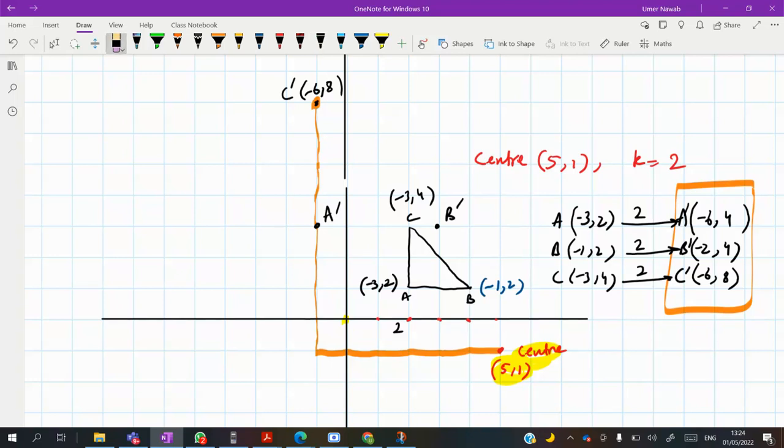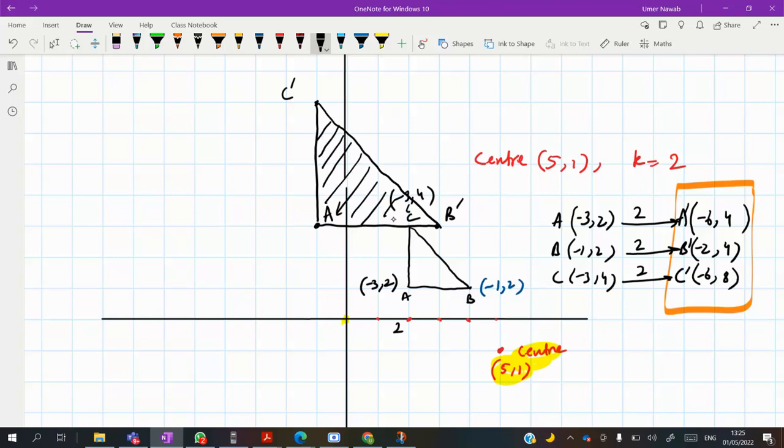Imagine, guys, the points which I have written are not the real coordinates, but these coordinates are written according to the center. So let me erase everything, the tracks which we have drawn to represent A dash, B dash, C dash. The triangle's endpoints are plotted. Now we join them together to make the enlarged shape. So this is the new triangle which we have formed.